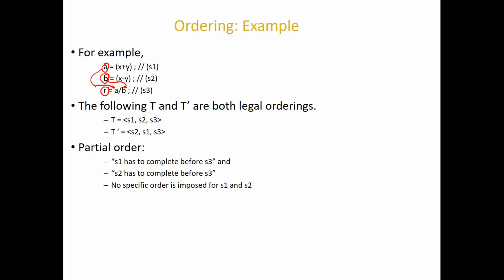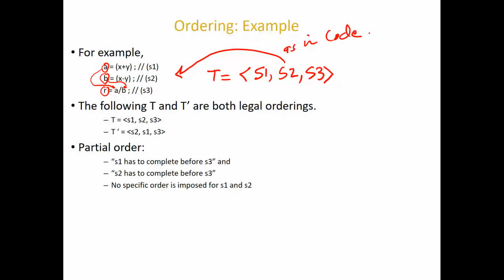Now, obviously, if you want a total order which defines the statements as they come, we say that a total order equals statement one, then statement two, then statement three. Why are they ordered here? Because we are ordering them as they are in the code. That's it.